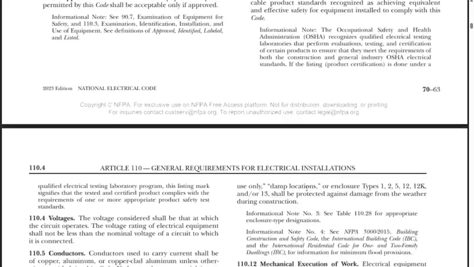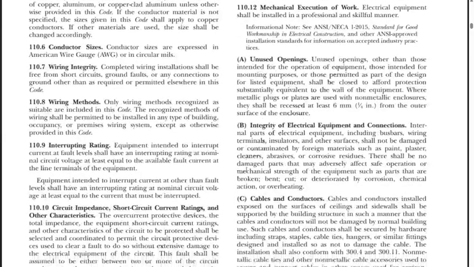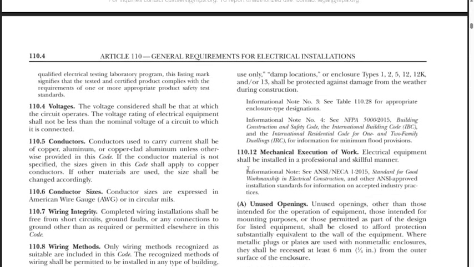So let's jump down into 110.4, which is voltages. Voltages. The voltage considered shall be that at which the circuit operates. The voltage rating of electrical equipment shall not, remember again what shall not means, absolutely cannot, shall not be less than, in other words, minimum, the nominal voltage of a circuit to which it is connected.